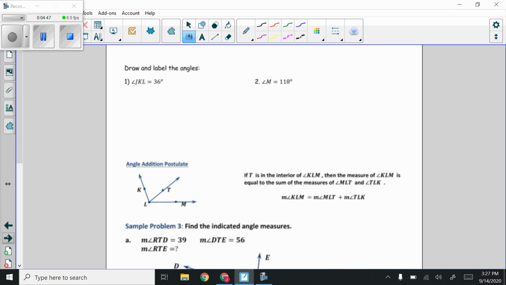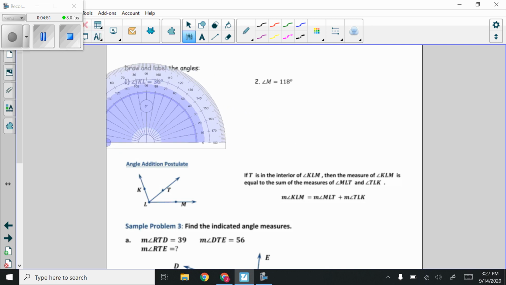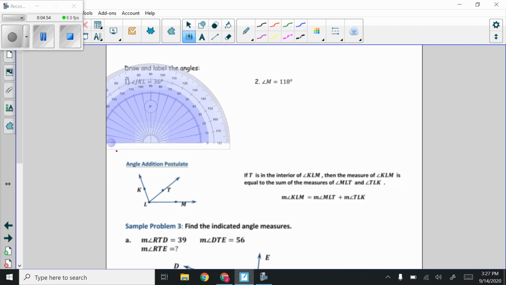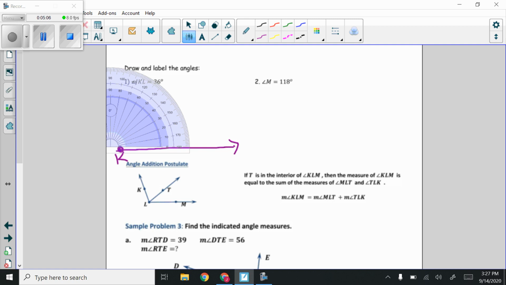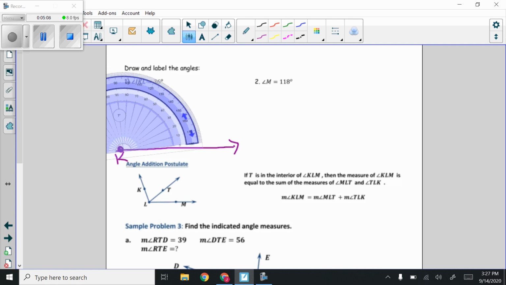The first one, draw and label the angles. Angle JKL is 36 degrees. So let me get our protractor again. We're just going to use this to draw a ray. So there is my ray. I'm going to put a dot here. It's going to be my vertex, so that's going to be K. I'm going to put the protractor on. So there's my 0. We want 36 degrees. 0 is on the inside, so 36 is right there.